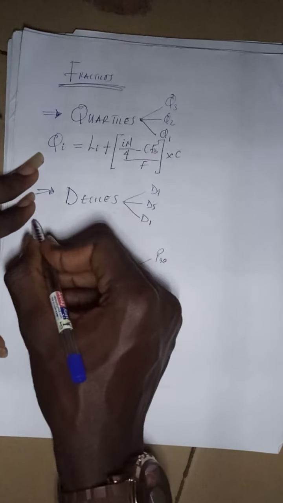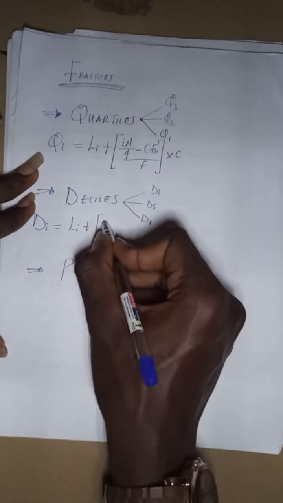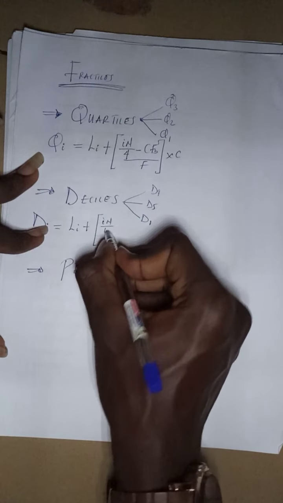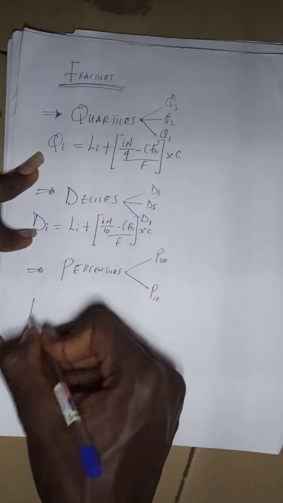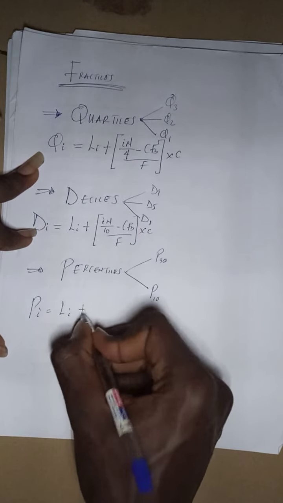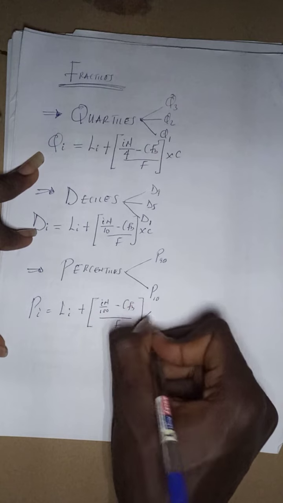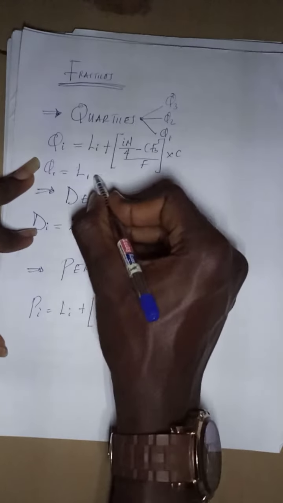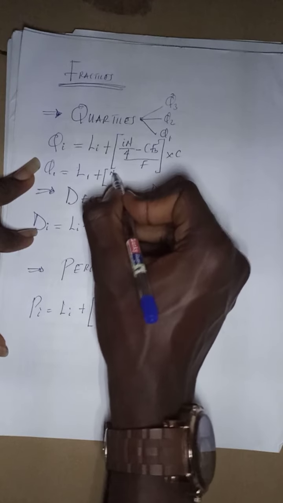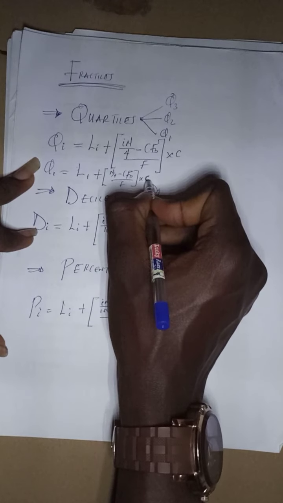That's how it works. And for deciles, it will be Di is equal to Li plus i n over, so deciles divide the distribution into how many equal parts? 10 equal parts. So they use the same formula, no difference: minus CFB over F times C. The percentile too will be what? Pi. What's Pi? Pi is Li plus i n over 100 minus CFB over F times C. Now, what if you want to look for Q1? Q1 now means that you have L1 plus 1n over 4, which is still n over 4, minus CFB over F times C. Do you understand that? So that's how it works.